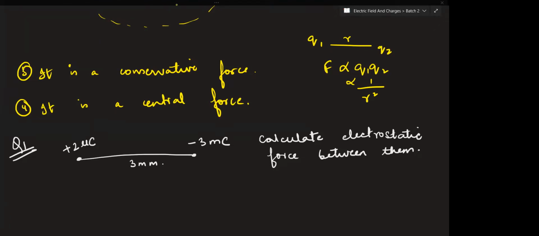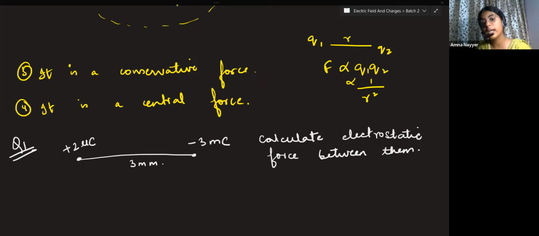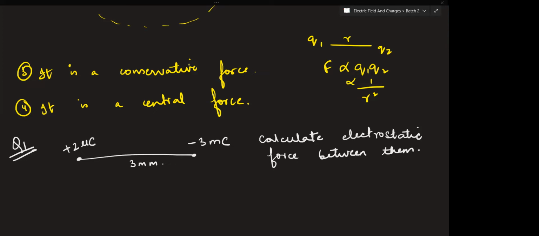Ma'am, what should we put in the place of K? Should we use 8.85 or 9 into 10 to the power 9? See, K is always 9 into 10 to the power 9. Epsilon naught is 8.85 into 10 to the power minus 12. And this is also valid only for air. For different media, it gets changed.